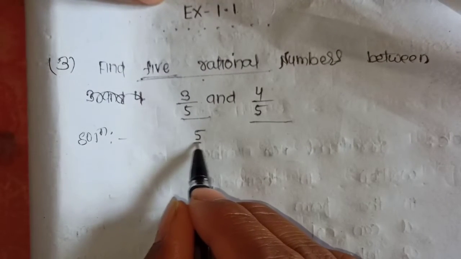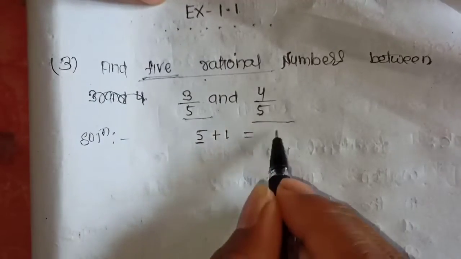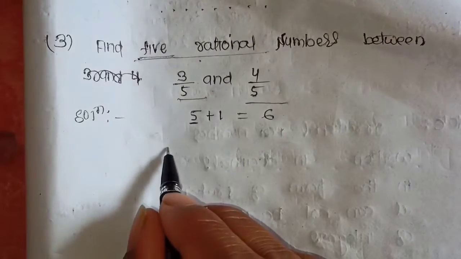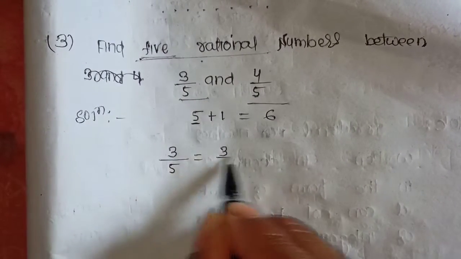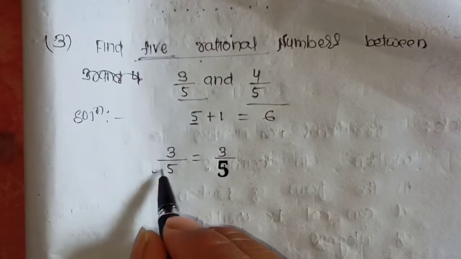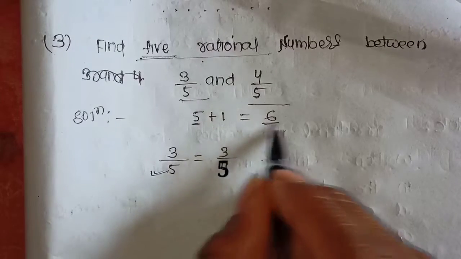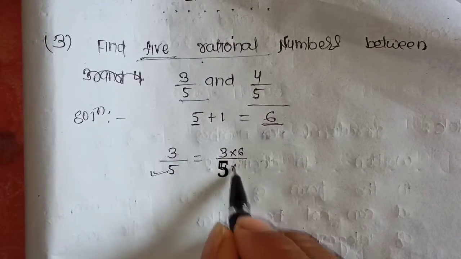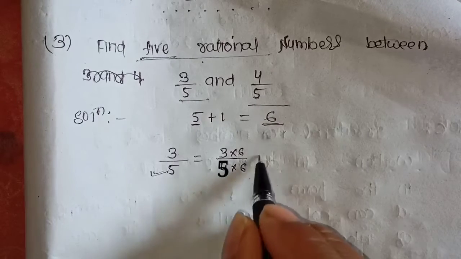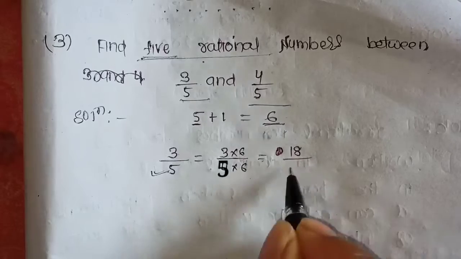We have to find 5, so we add 1 and get 6. Now you write the given number, which is 3 by 5. Students, don't forget, it must be 3 by 5; by mistake it is sometimes written as 3 by 4. So multiply by 6: in the numerator 3 times 6 is 18, and in the denominator you will get 30.